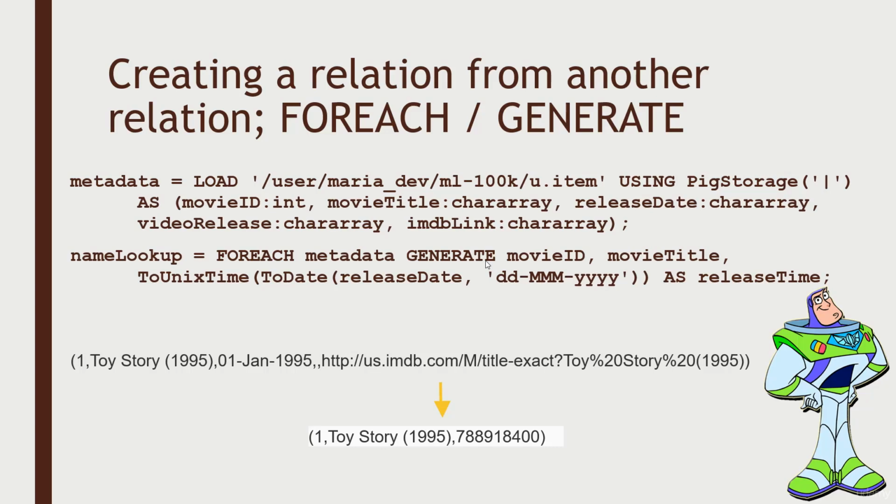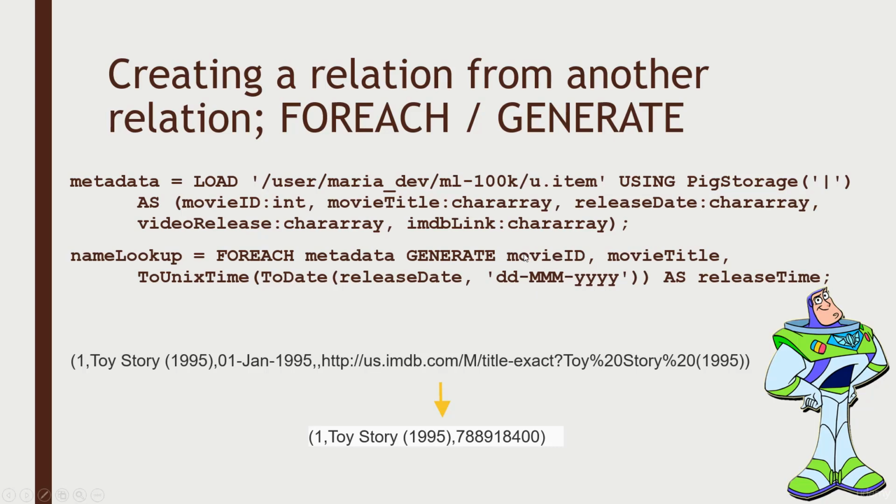Now, the next thing we need to do is actually transform that movie information, the metadata, into something that we can actually use. So remember, we want to sort things by their release date. And to do that, I need to get the release date into some sort of format that I can actually sort. So that's what this is doing. This is just the same line we had before where we loaded up the metadata relation. And what we're going to do is use something called forEachGenerate. So this lets us generate a new relation, and then we're going to name it nameLookup from an existing relation, in this case metadata. So it's going to go through each row of metadata and generate a new row into the new nameLookup relation that contains the following stuff.